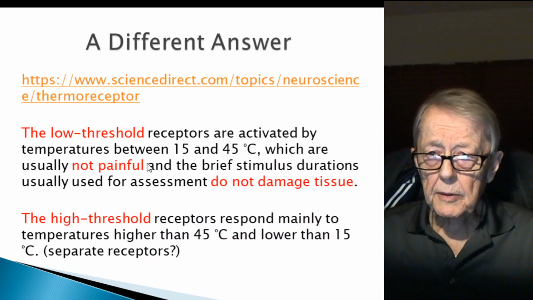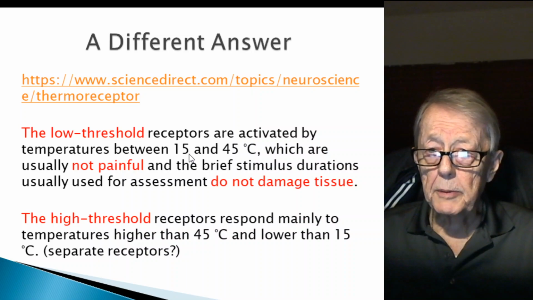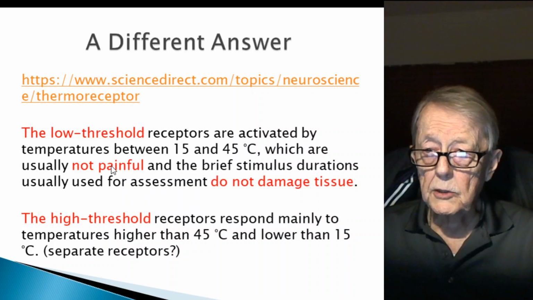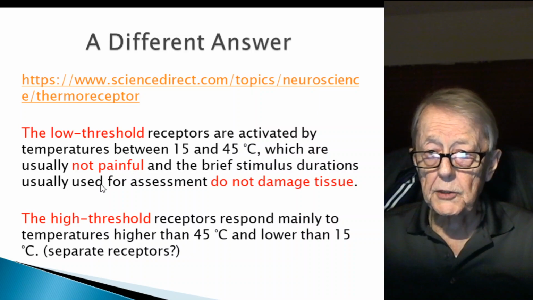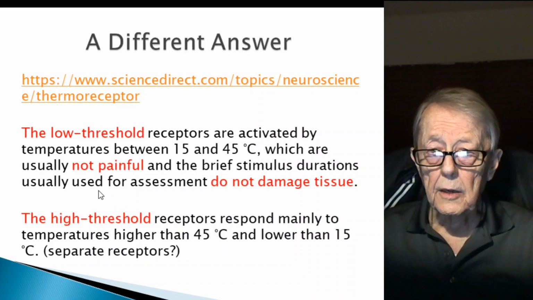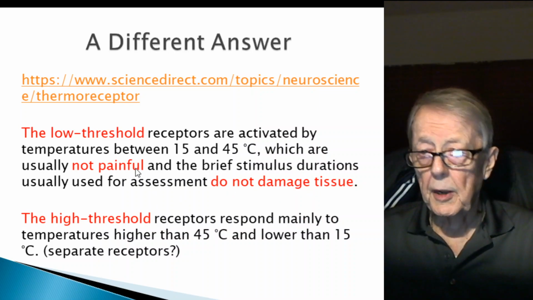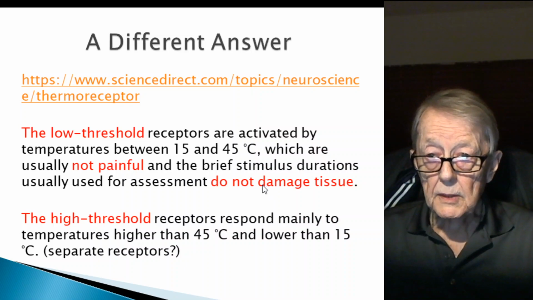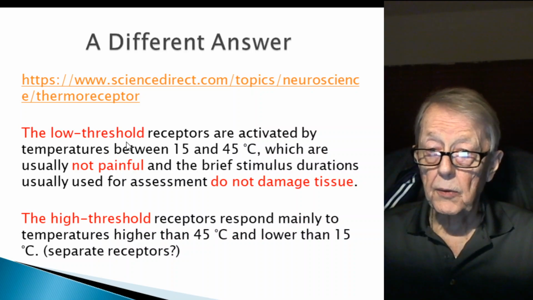But this one references pain. The low threshold receptors are activated by temperatures between 15 and 45 degrees C, which are not usually painful. This is kind of the normal range. The brief stimulus is usually used for assessment. They do not cause damage. The pain is there to tell you there's damage. So there's no damage to tissue, and this is sort of just normal operation, low threshold.